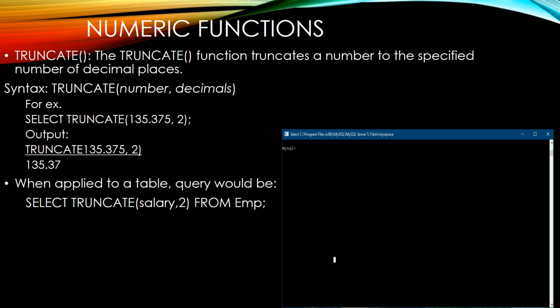In our last slide, we have checked the round function. Now I will tell you the working of truncate function. This truncate function also works in a similar manner to the round function. Only the difference is it will not round off the value, it will only trim or remove them. Now here in our example, I have taken the number as 123.46. The second argument which I have passed is 1. That is, the number will be trimmed to one decimal place. Output would be 123.4.